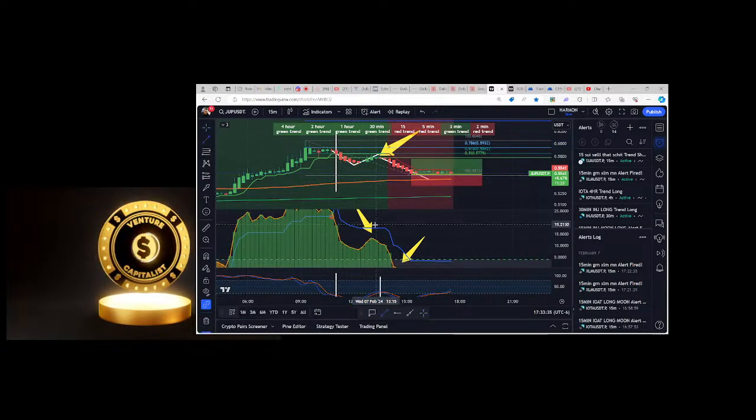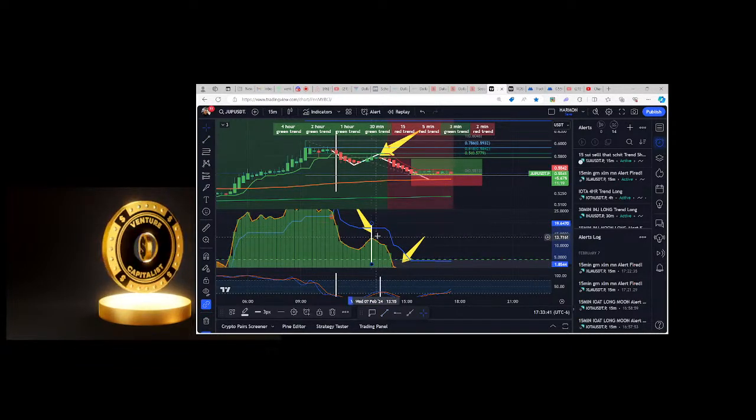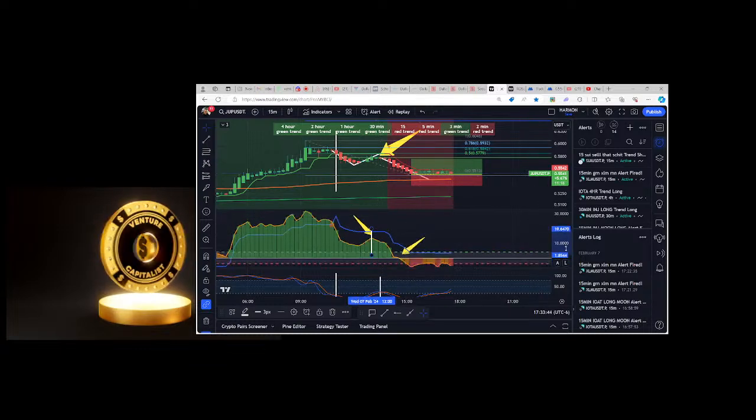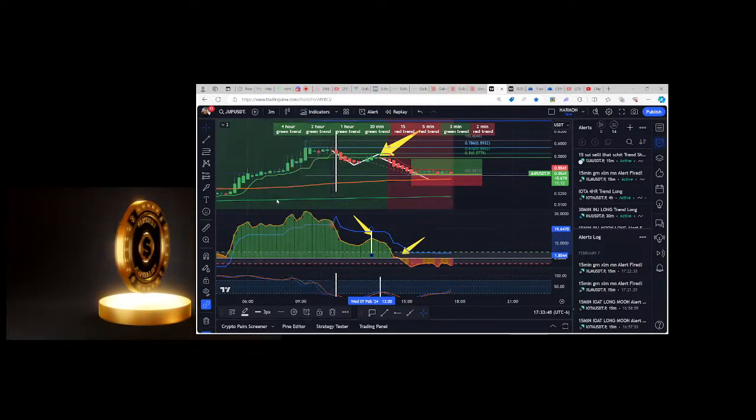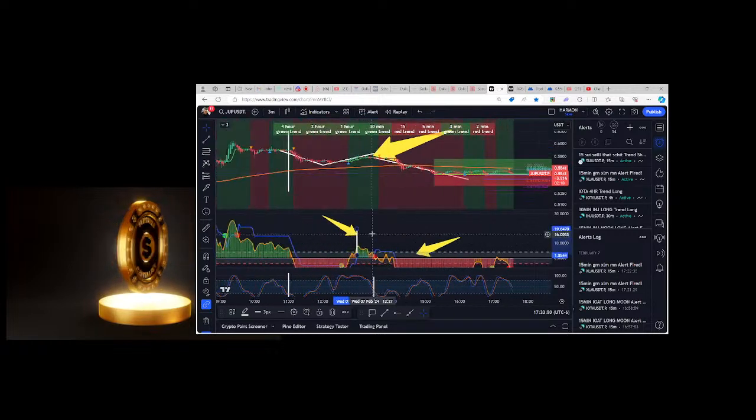So I'm going to mark this off here. This is the point where the 15-minute gets weak, right? Right there, it starts to head down. It doesn't even come close to creating a green moon, right? So now let's slide down to the lower time frame, right? First, we start with the 1 minute here, right?